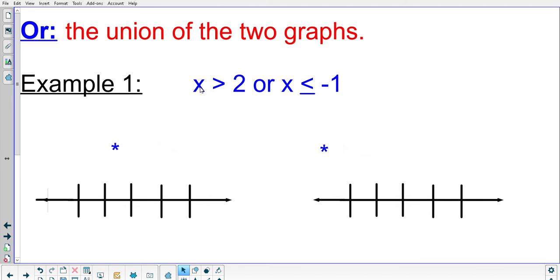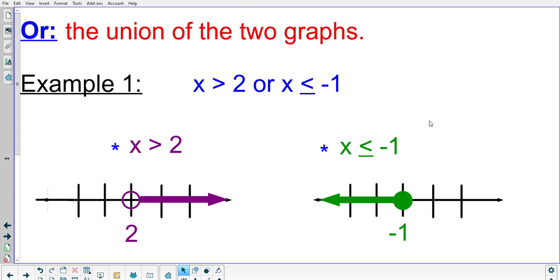So in this case we have x is greater than 2 or x is less than or equal to negative 1. Let's take a look at these graphs. If we do x is greater than 2, we're going to start at 2 with an open circle, and since it's greater than, we would shade it to the right. So that's what this graph looks like. And then if we graph the second one, x is less than or equal to negative 1, we're going to have a solid dot on negative 1 and shaded to the left.